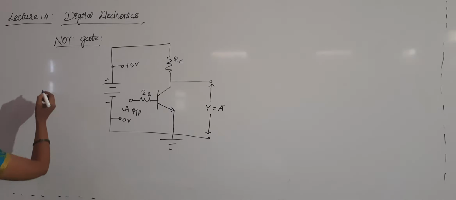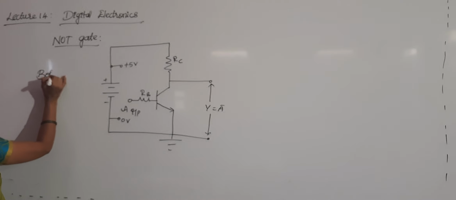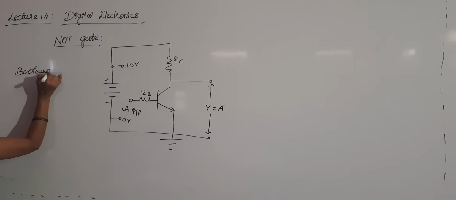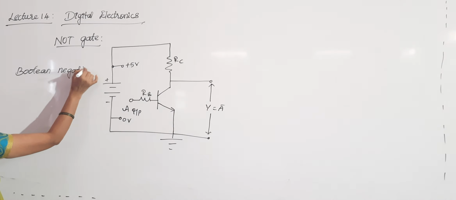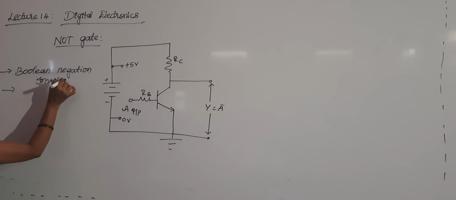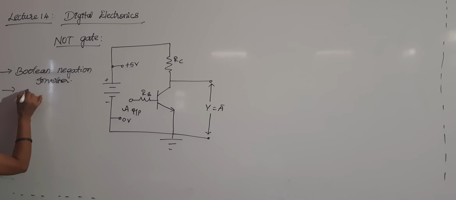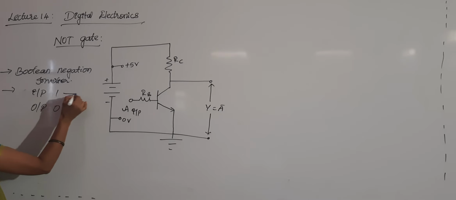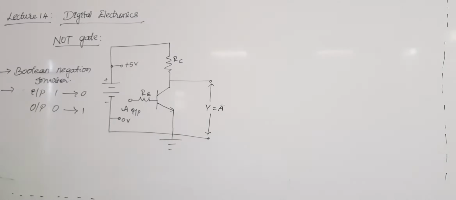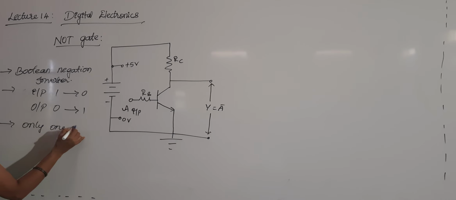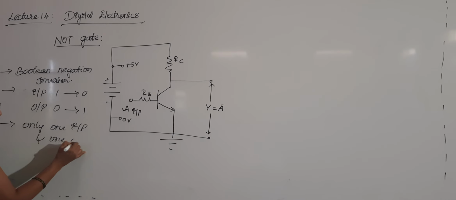The NOT gate is one which performs Boolean negation, or you can also call it an inverter. That means if you give the input as 1, you can expect the output as 0. If the input is 0, the output will be 1. This NOT gate will have only one input and only one output.